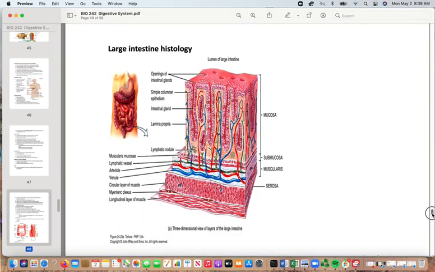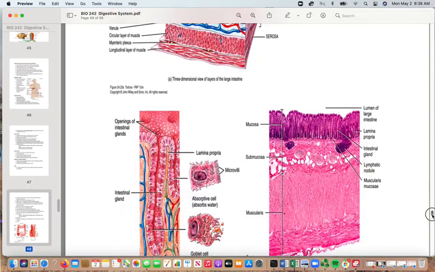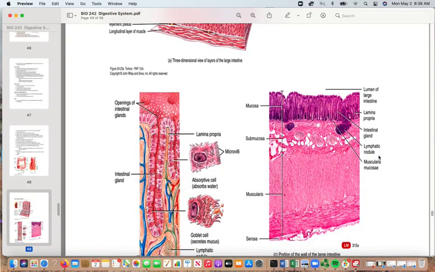And then this is just an illustration of the histology. Here is an actual picture. This side would be the lumen, the lamina propria, where you can see those muscles in here, and the 4 layers.